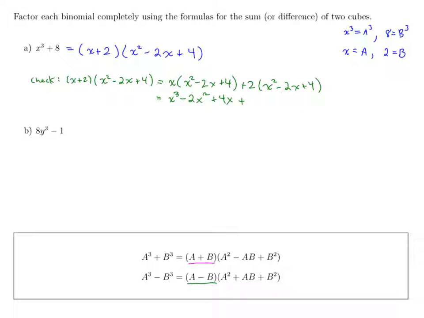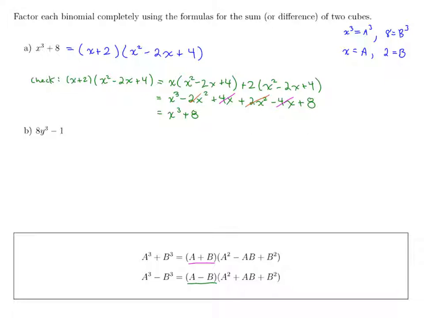And now I'm adding, and I'm going to take this 2 and distribute it across x squared minus 2x plus 4. So I'm adding 2x squared minus 4x plus 8. And this point is critical in seeing why we end up with x cubed plus 8. I have x cubed minus 2x squared plus 4x plus 2x squared minus 4x plus 8. That minus 2x squared is going to cancel with positive 2x squared. And beyond that, positive 4x and negative 4x also sum to 0, so those are gone. And so when this is fully simplified, it's simply x cubed plus 8.